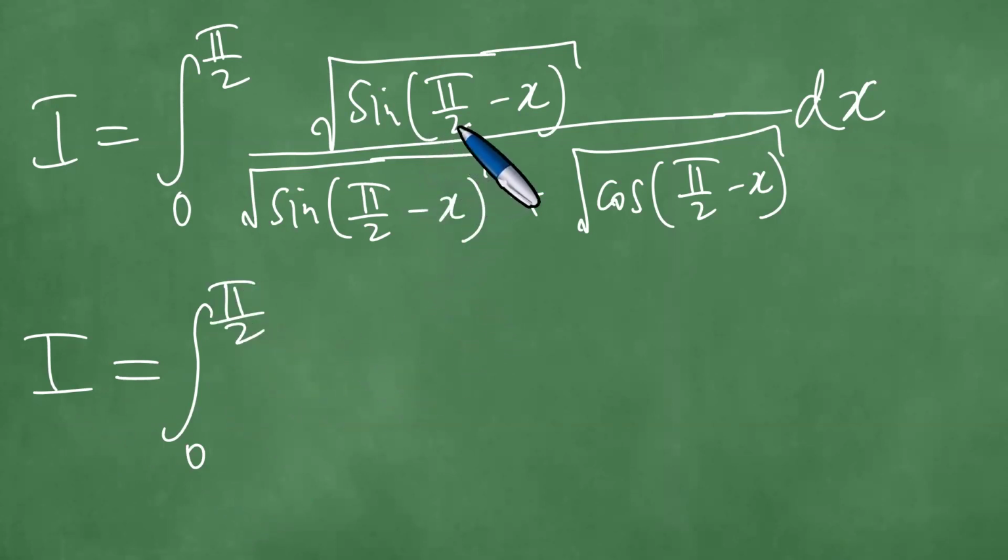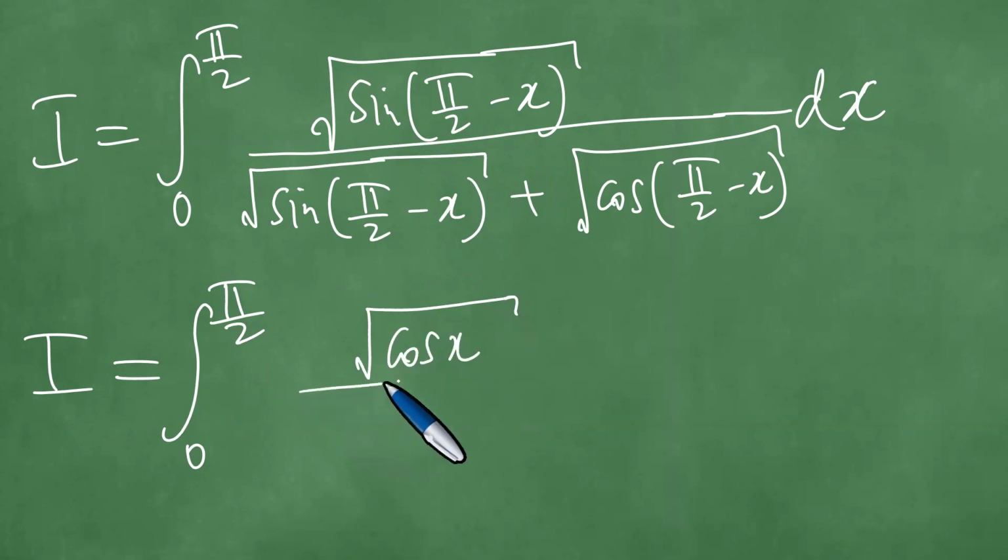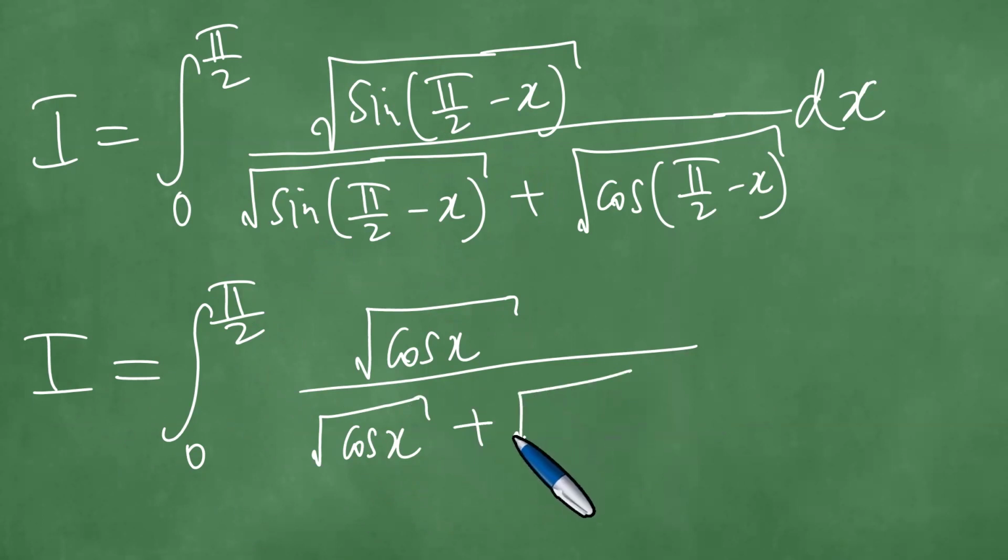So now pi over 2 minus x is an angle in radians in the first quadrant, in which all the trigonometric functions are positive, but the sine changes to cosine x, divided by, and this one becomes cosine x, and this one becomes the sine of x, dx, like so.